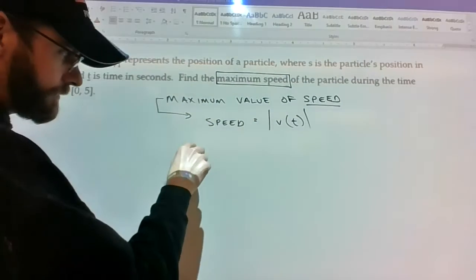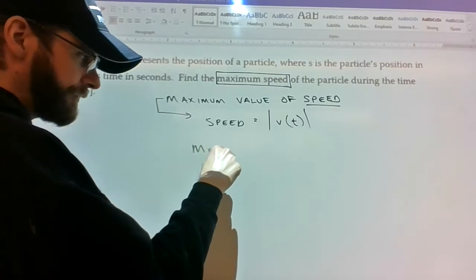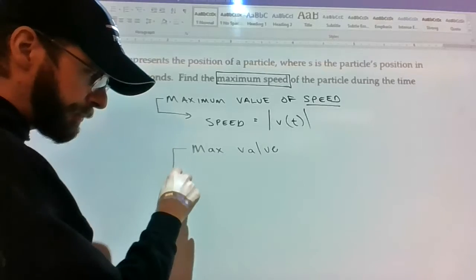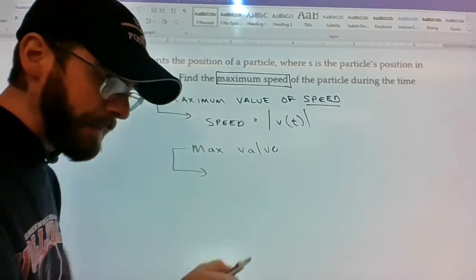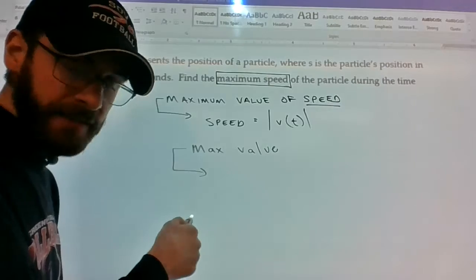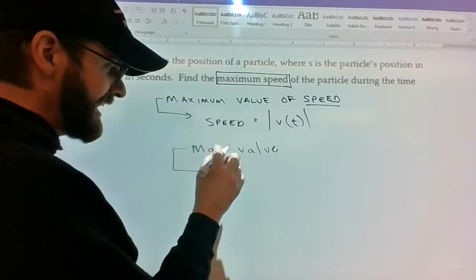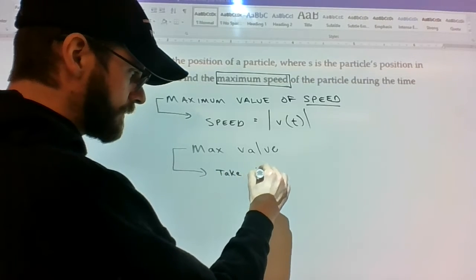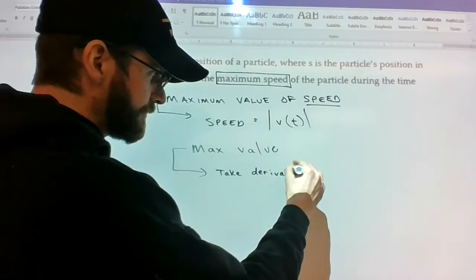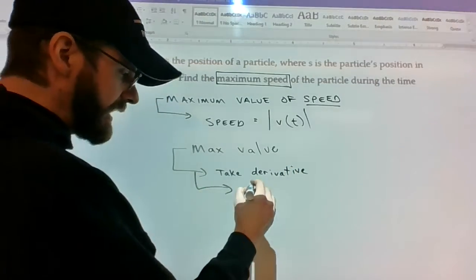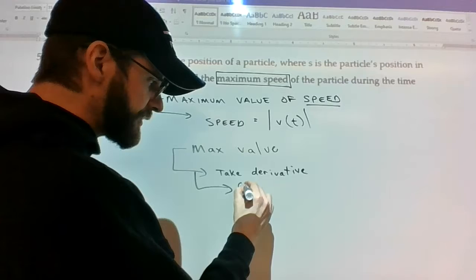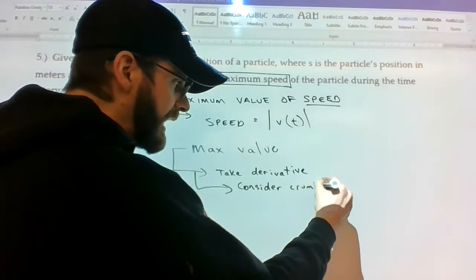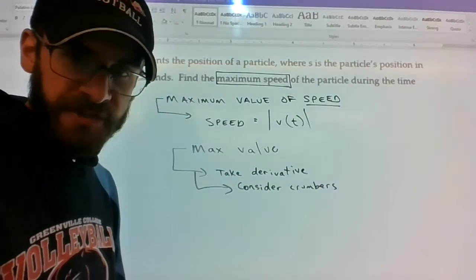Secondly, when you think about max value, you've got to think of the process that we did when we did absolute maxes and absolute mins. The process for that was: take the derivative, and then you consider the critical numbers as potential max or min values.